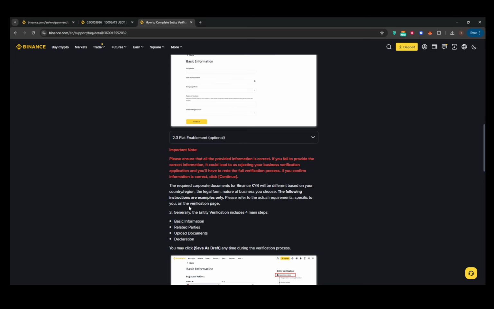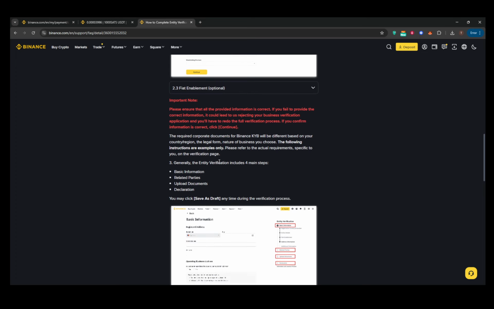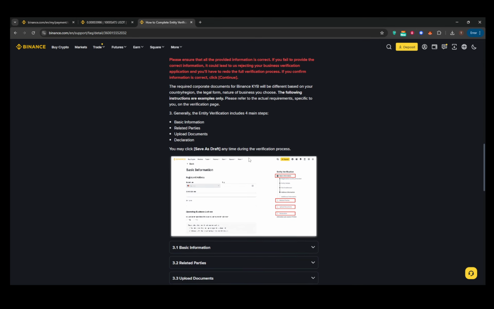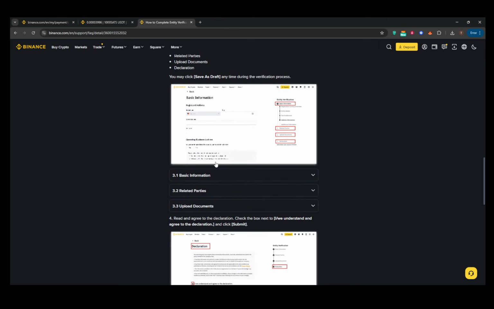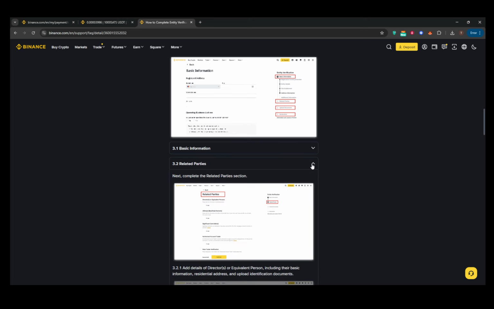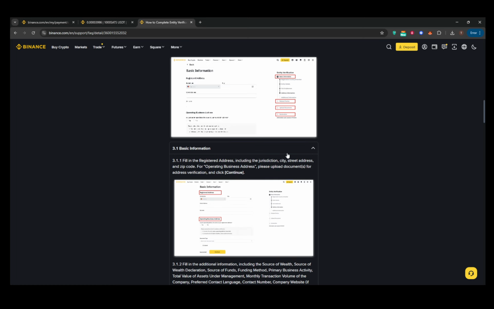In addition to this, you'll be asked to list all the related parties involved in your business. This typically includes directors, ultimate beneficial owners, and any authorized persons who will interact with the account. The idea here is to offer a clear understanding of the key people behind the entity, ensuring transparency and aligning with anti-money laundering regulations.